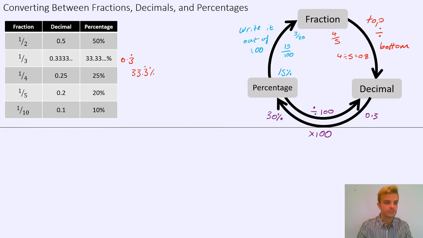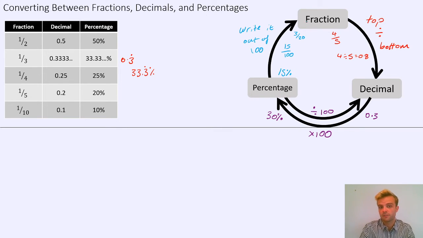To go from a fraction to a decimal, you might be able to recognize it from our list of key ones to remember, but if not, if it's on a calculator, you can do the top of the fraction divided by the bottom of the fraction. Then to go from a decimal to a percentage, you can multiply by 100, and to go from percentage to decimal, you divide by 100.